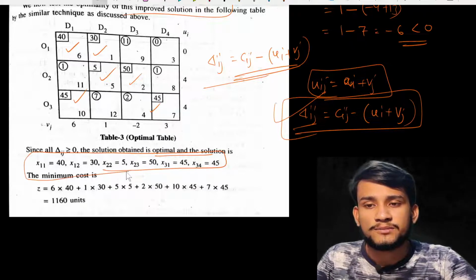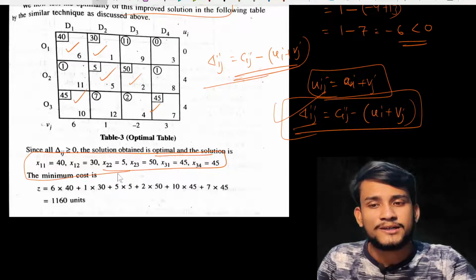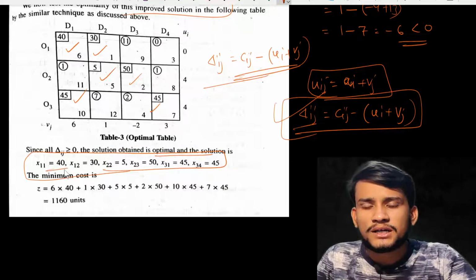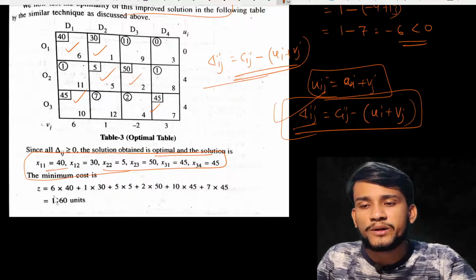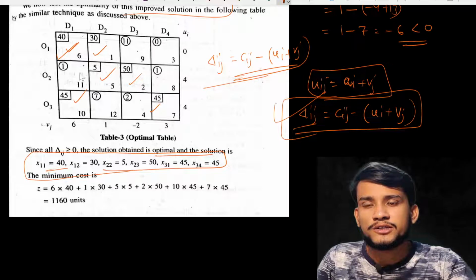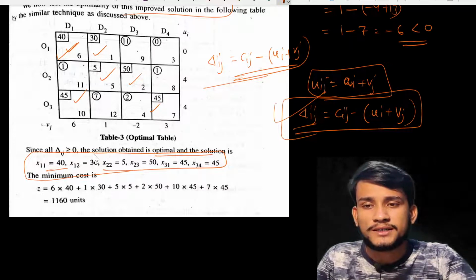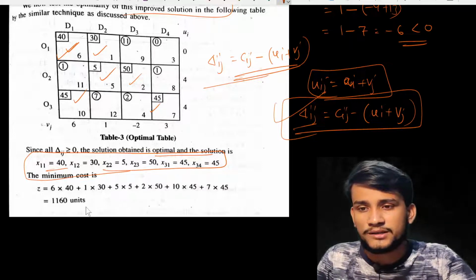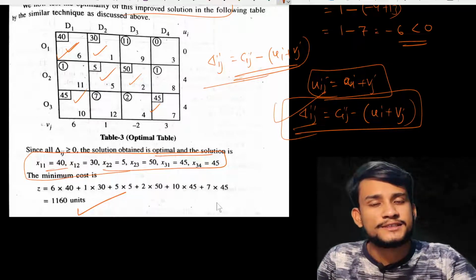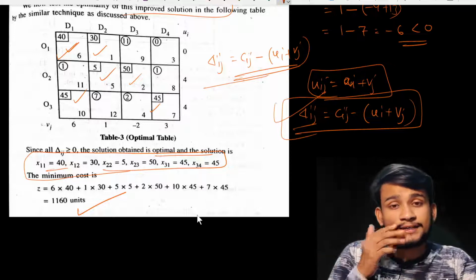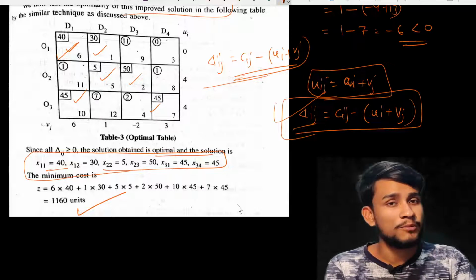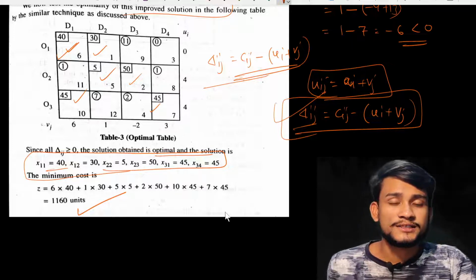This method is very lengthy, you can say, but it is important. So these are the optimal solution, and the optimal minimum cost of the transportation problem is obtained by multiplying the corresponding costs and the Xij's and then taking the sum, and we get 1160 units as the answer. This is the answer. I think this process is understandable. If there is any confusion, you can comment in the comment section below. This is the content for this video.